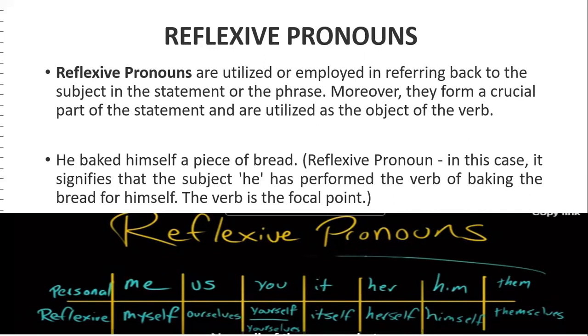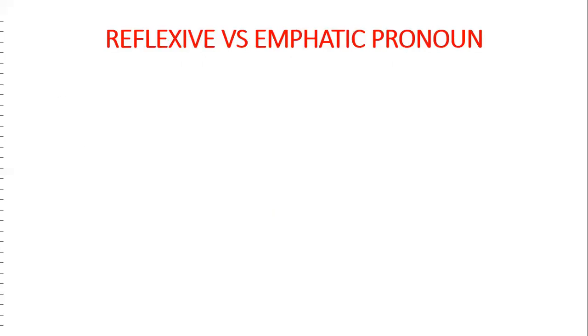When we talk about reflexive or emphatic pronouns, the words are: myself, ourselves, yourself, itself, herself, himself, themselves. These all look like emphatic pronouns, but their usage is the main thing which shows the difference between reflexive and emphatic pronouns. Reflexive versus emphatic pronoun.